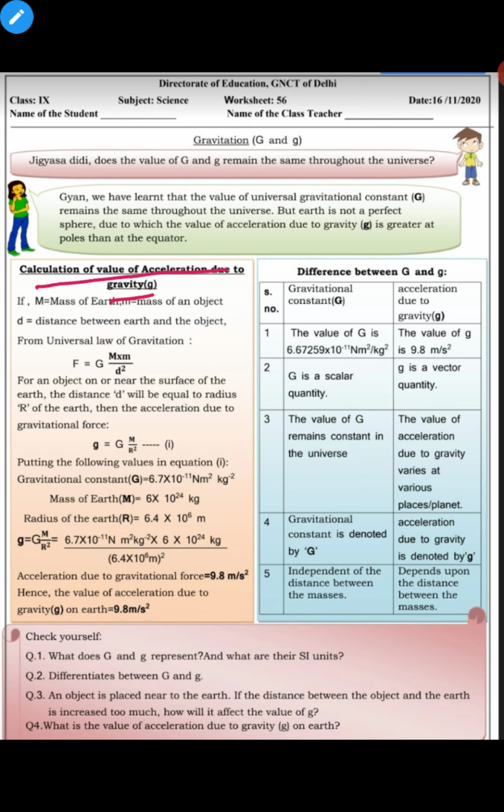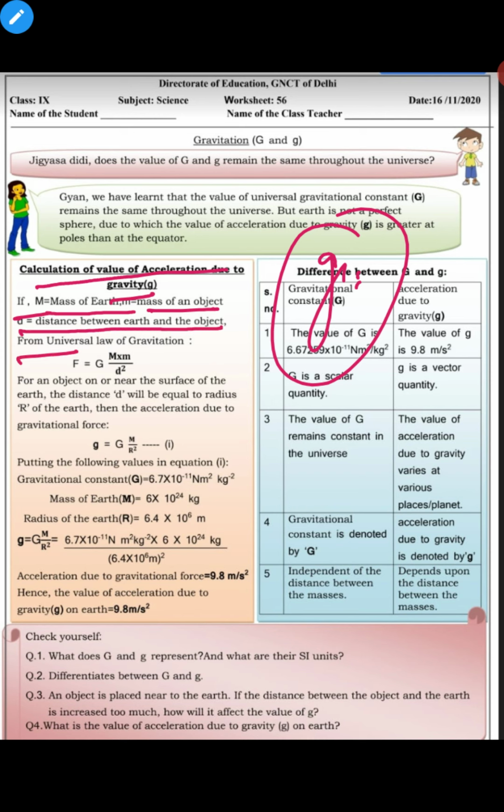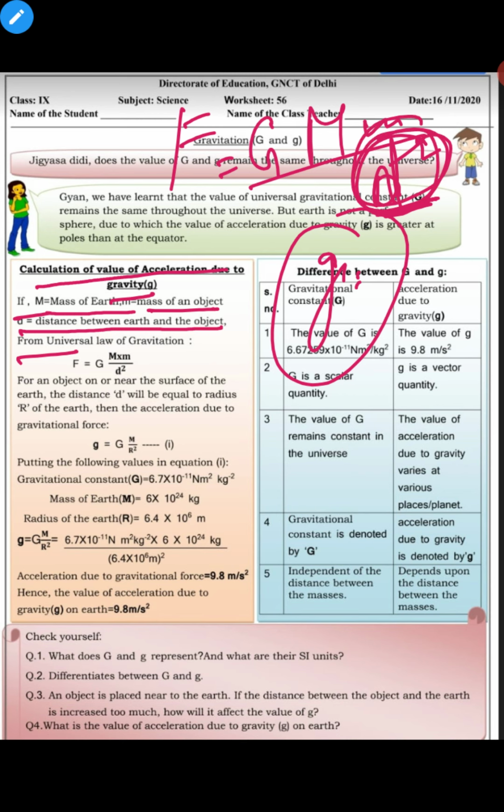Calculation of the value of acceleration due to gravity. Let's find out the value of g. Okay, see, if M is the mass of the earth and small m is the mass of an object, and d is the distance between the earth and the object, then from the universal law of gravitation we have F is equal to G M m upon d square. For any object on or near the surface of the earth, the distance d will be equal to the radius. If we consider that the object is very close to the earth, this d is replaced with the radius of earth R, so d square is replaced with R square. So we have g is equal to G M upon R square.